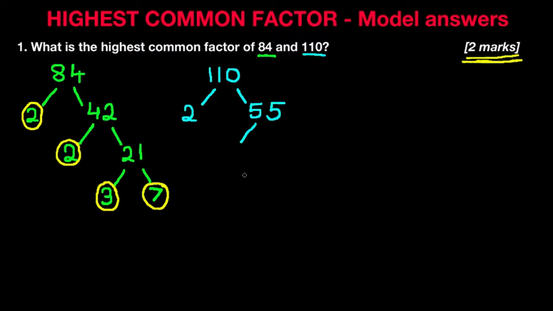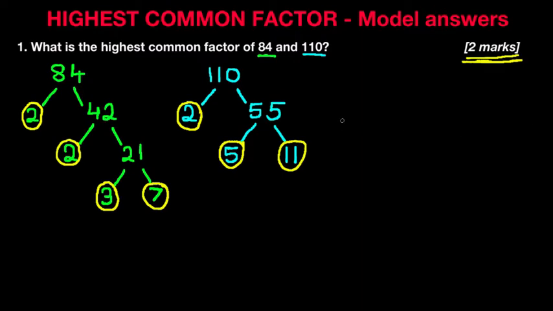So we move on to the next prime number, which is 5. Now because the number 55 ends in 5, we know that it can be divided by 5. It's 5 and 11. So 55 divided by 5 is 11. Now 11 cannot be divided any further. It is also a prime number. So let's circle all the prime factors for 110.